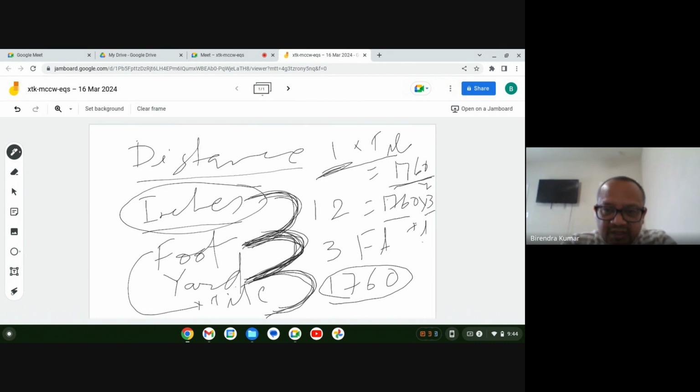So again, you have to know this conversion and keep on multiplying. If I have to go from mile to foot, I will multiply 1760 and 3. If you have to go from mile to inches, I will go 1760 into 3 into 12. That is the conversion, and that is how you have to do it.